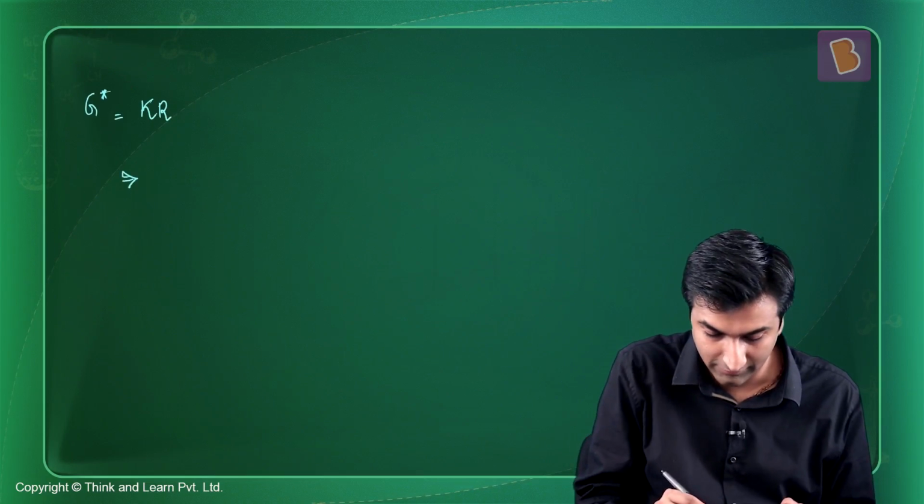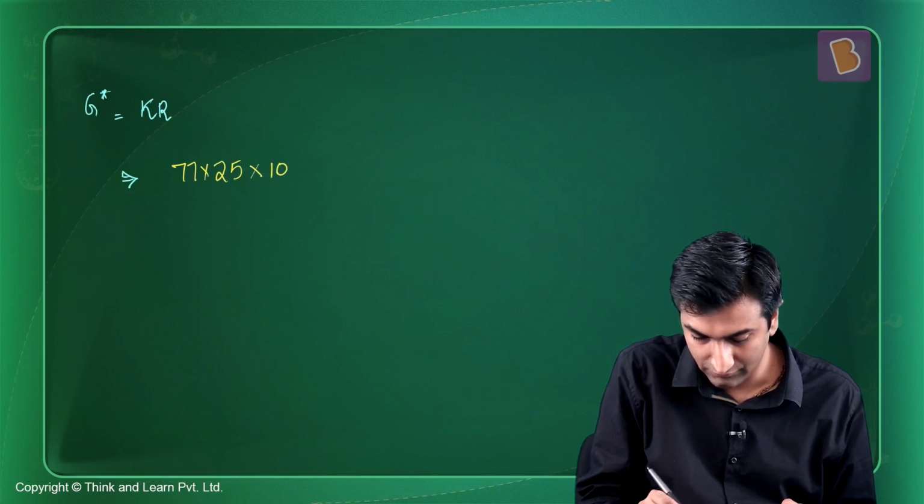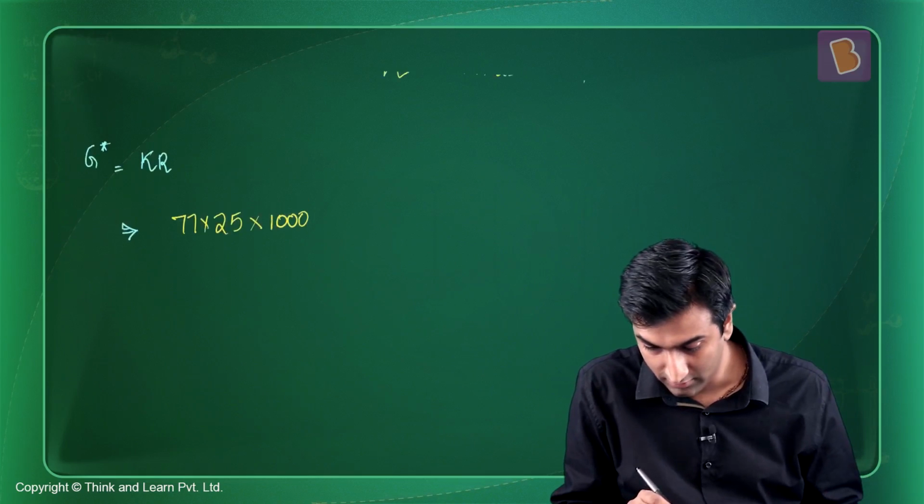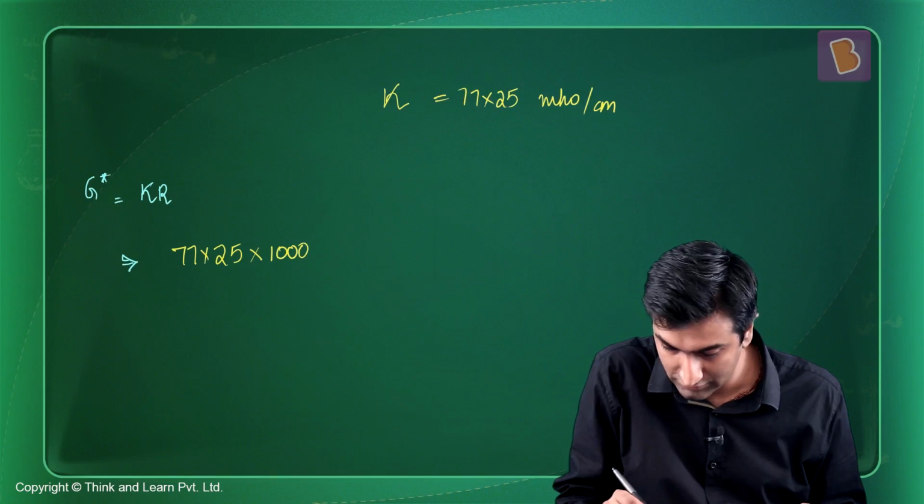It's simply kappa times resistance, right? Kappa is 77 into 25, and resistance here is just 1000. Oh, hold on. I made a small goof up, right? There's 1000 in the denominator. So this should be 10 power minus 3.